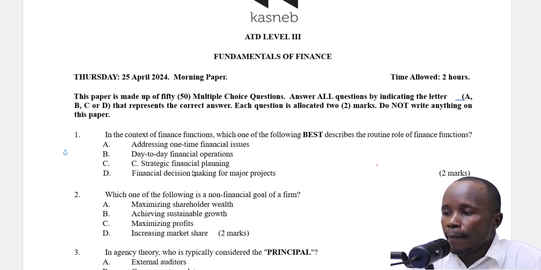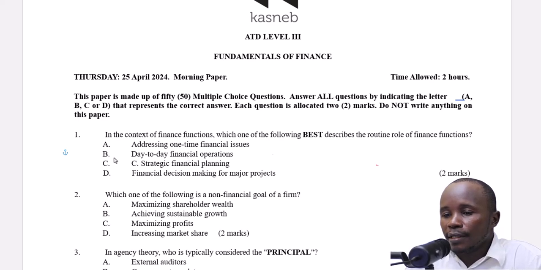Now, multiple choice questions, most of the times, may appear closer to each other. You need to be very keen when you are choosing your correct answer. Like if I begin with question number 1, you are told, in the context of finance functions, which one of the following best describes the routine role of finance function? And the key term here is best. Best in the sense that all of them may be describing the role of finance functions, but you need to pick the best out of them.